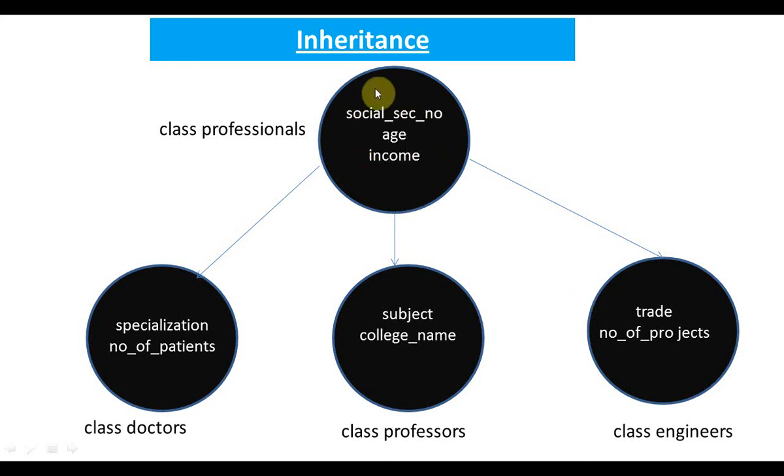So instead of declaring them separately in their classes, what we can do is come up with a super class, a parent class that would be having this common data. And these classes are called subclasses or derived classes. These classes, doctors, professors, engineers, have their specific data and methods. In this case, I have shown only the member data. So this subclass has specialization and number of patients, which is specific to the doctors class. Subject and college name is specific to professors class. Trade and number of projects is specific to subclass engineers. But all of these classes are inheriting from the professionals class. So what we are achieving is we are preventing the redundancy of data. So repetition is being prevented. We will be learning a lot when we start writing the programs in Java.